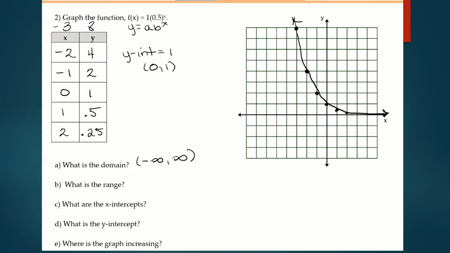So from negative infinity to infinity, or we could say all real numbers. What is our range? Okay, our range, our y value. So again, our y value will never ever be 0. It's going to get really close to it. It's never actually going to touch it.